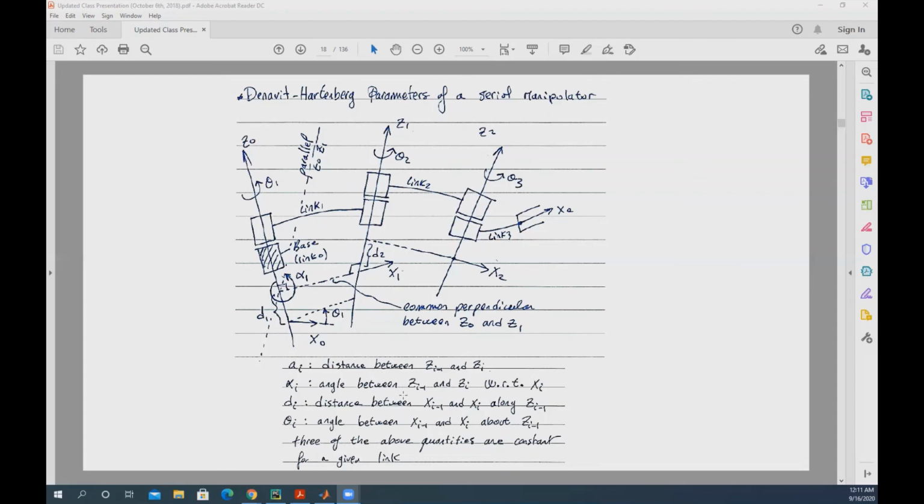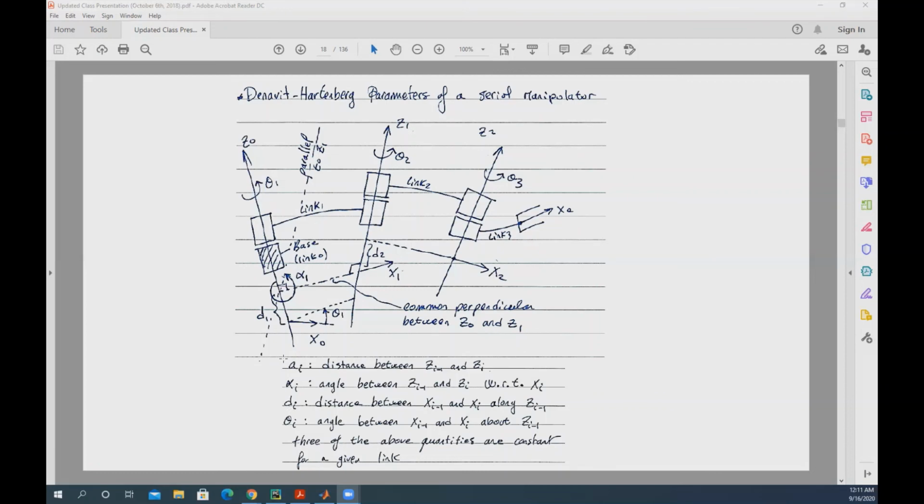Alpha is the angle between Z0 and Z1 about X1. So, by how much you are going to be rotating Z0 to be able to arrive at Z1. And this basically has to be about the X axis.